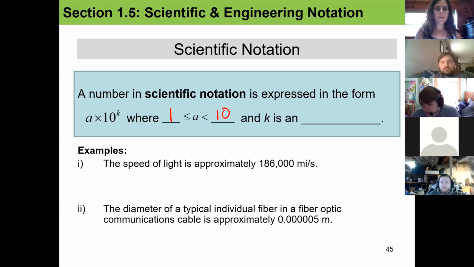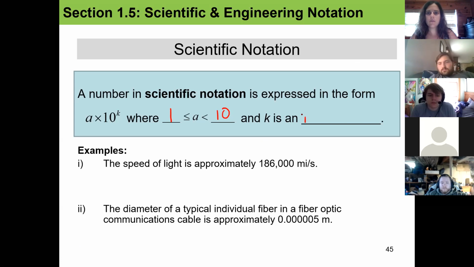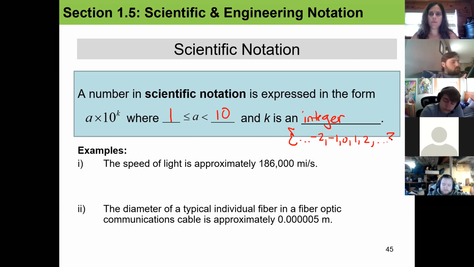Okay, so A is a number between 1 and 10. It can be 1, not including 10. And K is an integer. Remember, integers are those numbers that are negative 2, negative 1, 0, 1, 2, and so forth.